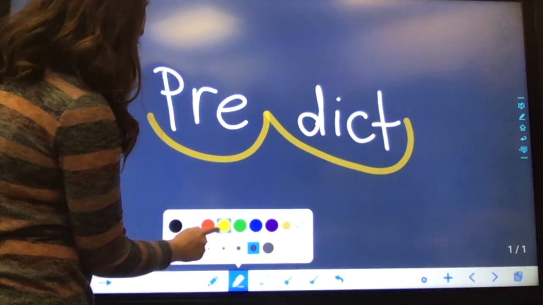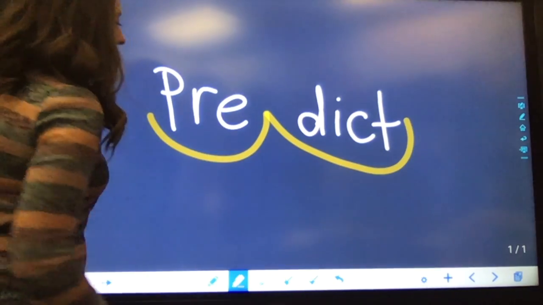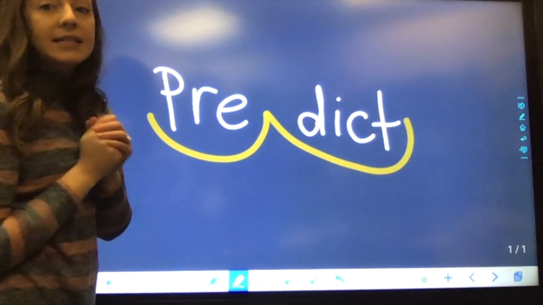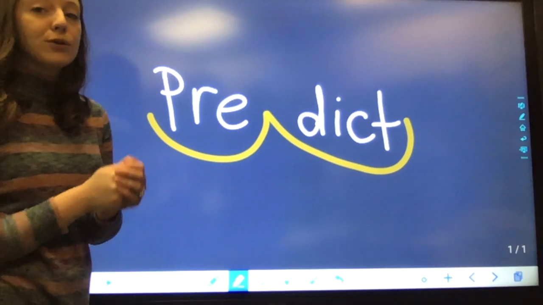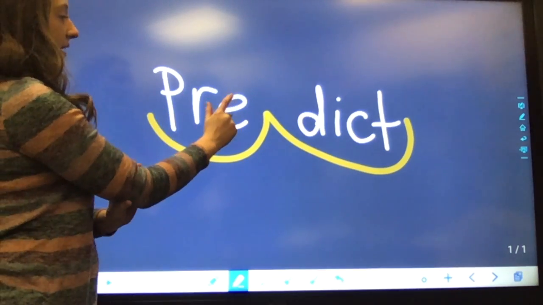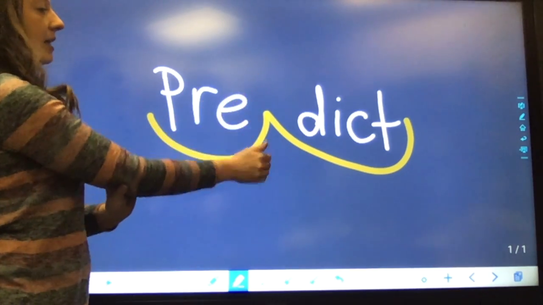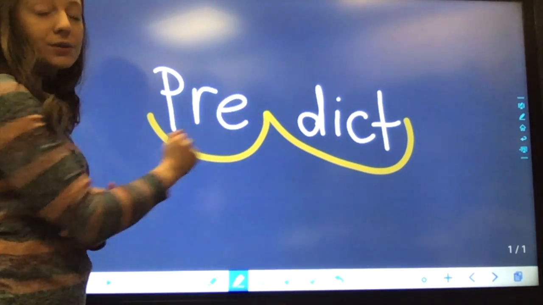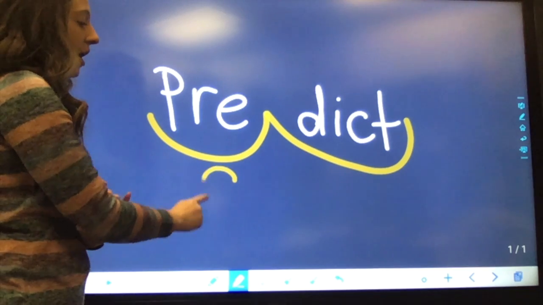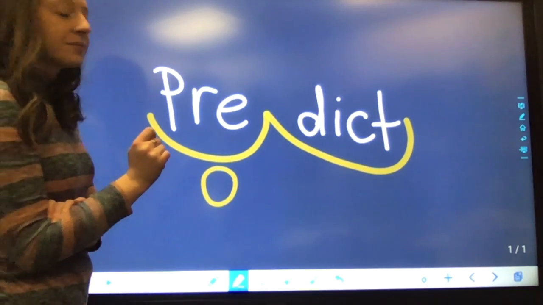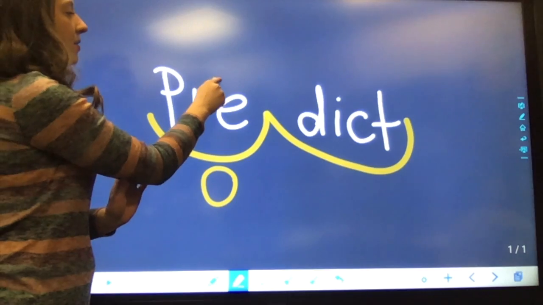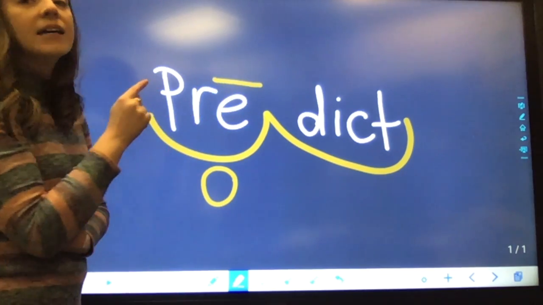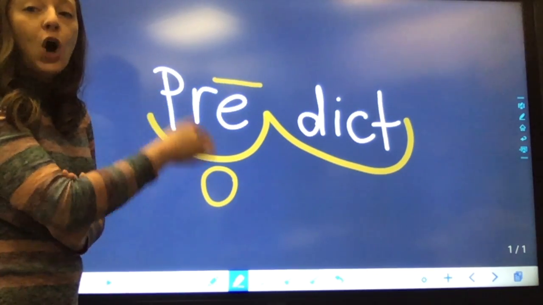Now we are going to look at each syllable to see if they are open or closed. Pre. This E is at the end, and there's nothing else in this scoop to close it in. So it must be open. And the E says E, so I'm going to put a macron above it. It's saying its name. It's a long vowel, E.